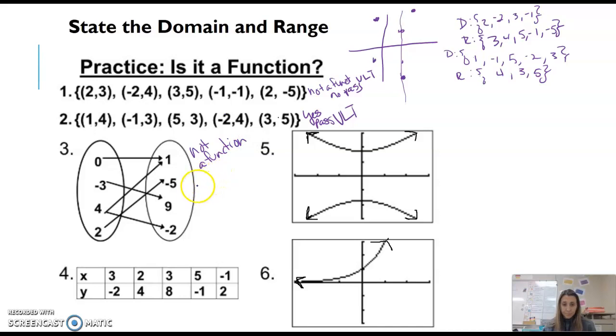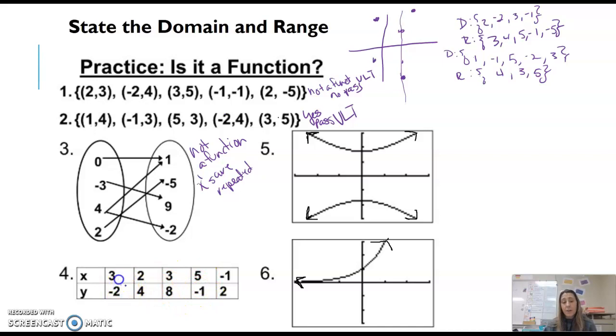And we could say the same thing, it doesn't pass the vertical line test. X's are repeated. Too many Y values. So here's a table. If we're looking at this table, we've got 3 here, there's -2, 2, 4. 3 is also 8.